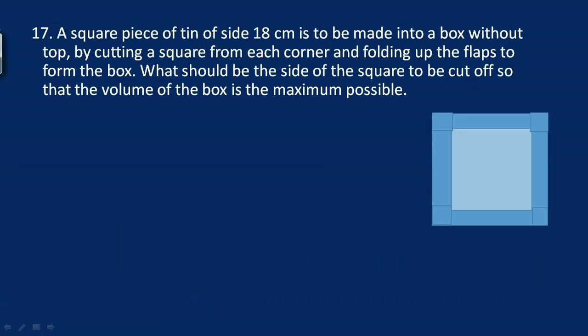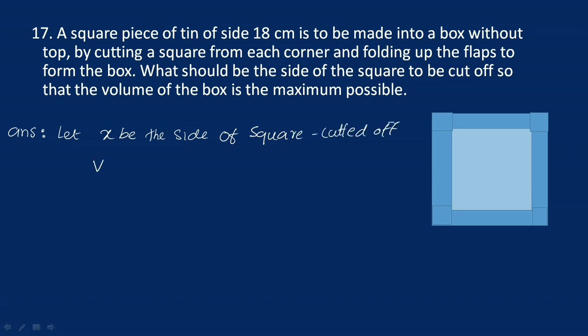Moving on to the next question, that is the 17th question. A square piece of tin of side 18 cm is to be made into a box without top by cutting a square from each corner and folding up the flaps to form a box. What should be the side of the square to be cut off so that the volume of the box is maximum? So let us consider x to be the side of the square to be cut off.